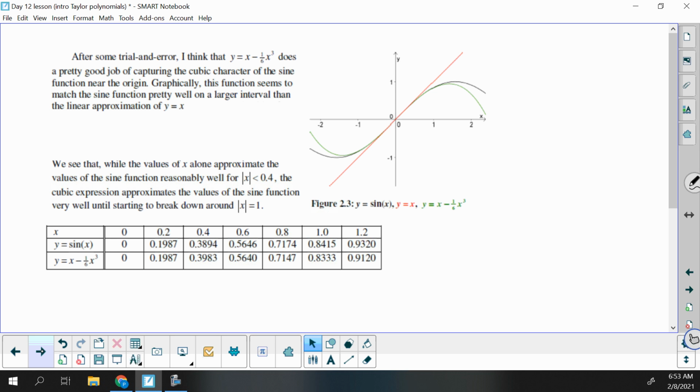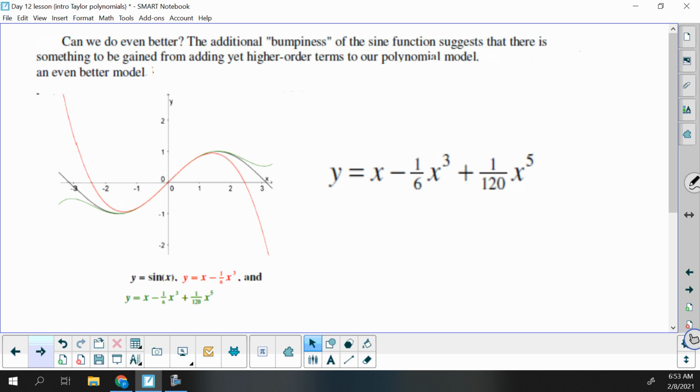Well, can we do better than that? Because sine has lots of bumps to it, because of its periodic nature, it might make sense to add some additional terms on that would still make it an odd function, that would still make it work the way we want. So here we've added on 1/20th x to the 5th. So another odd power, so it's still an odd function. The red one was the cubic we had. Now we have a 5th degree, and notice it's holding on to the sine function for even longer. So it appears that's an even better approximation.